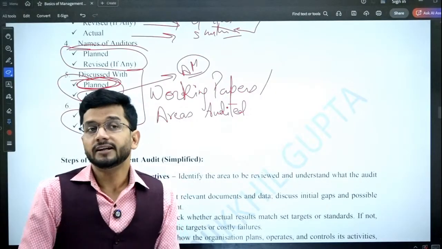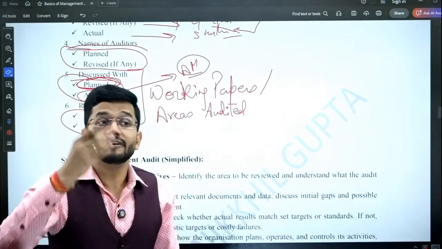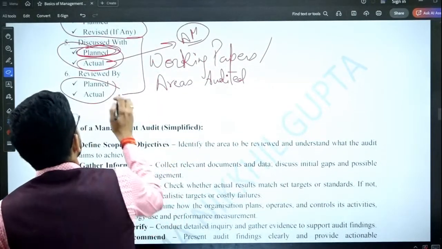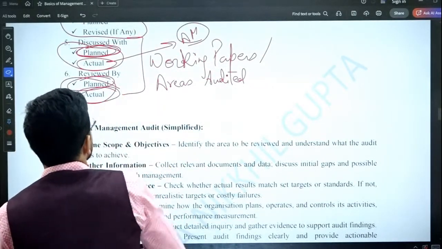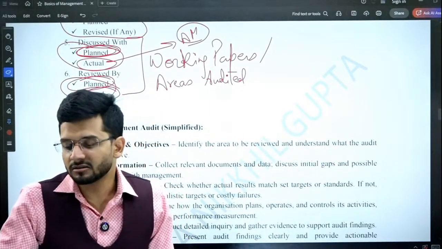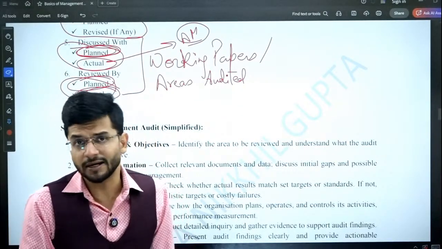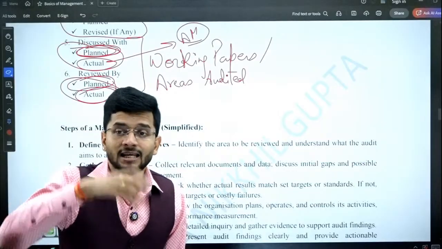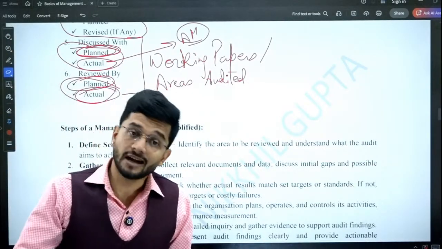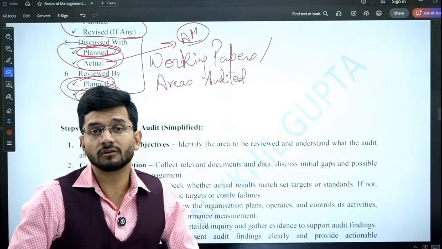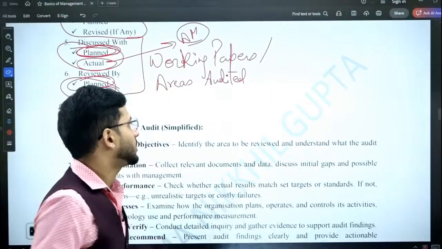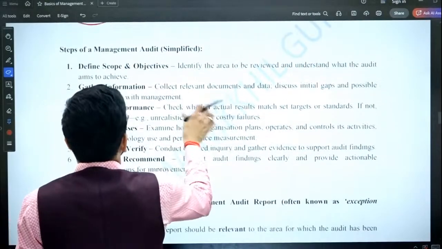You'll jot down, where did you get the inputs from? As a management auditor, where did I get the inputs from? Similarly, who reviewed the area? Who reviewed that working paper? So, suppose I took an interview of the HR manager to ascertain whether HR policies are right or not. But again, my questionnaire should be reviewed by someone else, my senior management auditor. That should also be jotted down. So, who reviewed the working paper and who made the working paper should be clearly written in the working paper itself. Okay, sir, got it.